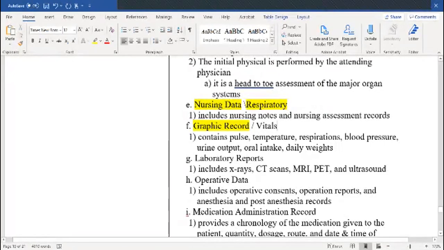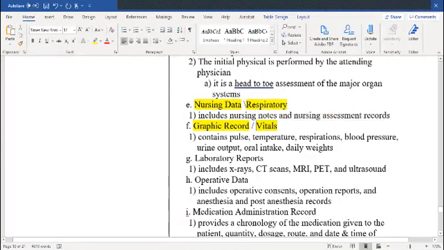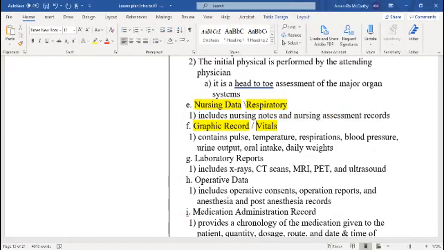Right? The graphic record, also known as the vitals. For patients, and a lot of times you can do this now that it's electronic, it can give it to you in a graph form. It can show you what the pulse has been for the last 3 or 4 days in a bar graph, right? Or a line graph. It'll show you what the temperature has been ranging.